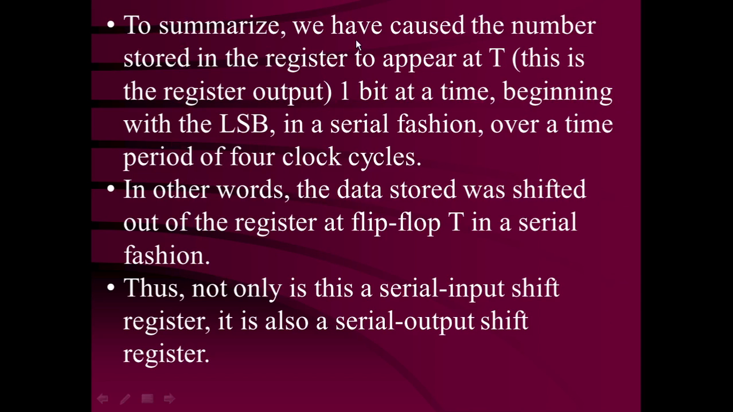To summarize, we have caused the number stored in the register to appear at T. This is the register output. So this serial in, serial out register has only one input, the data input D, and only one output, T. One bit at a time, from LSB to MSB, appears beginning with the LSB in a serial fashion over a period of 4 clock cycles at the output of T, and comes out of the shift register and is lost.